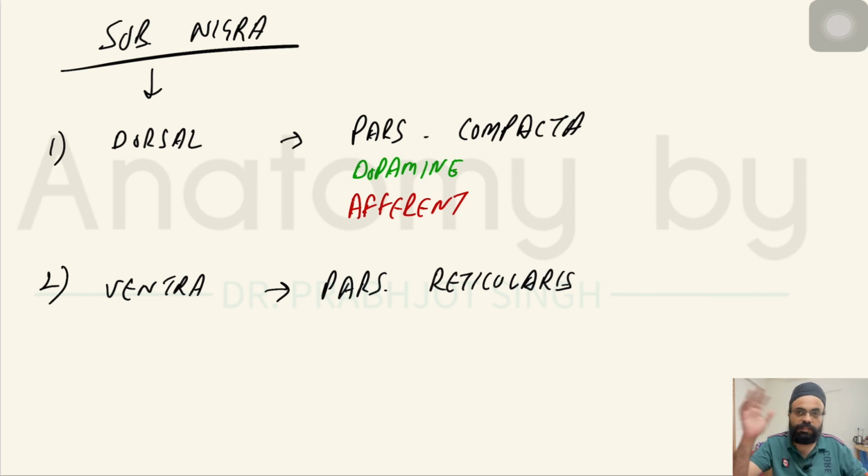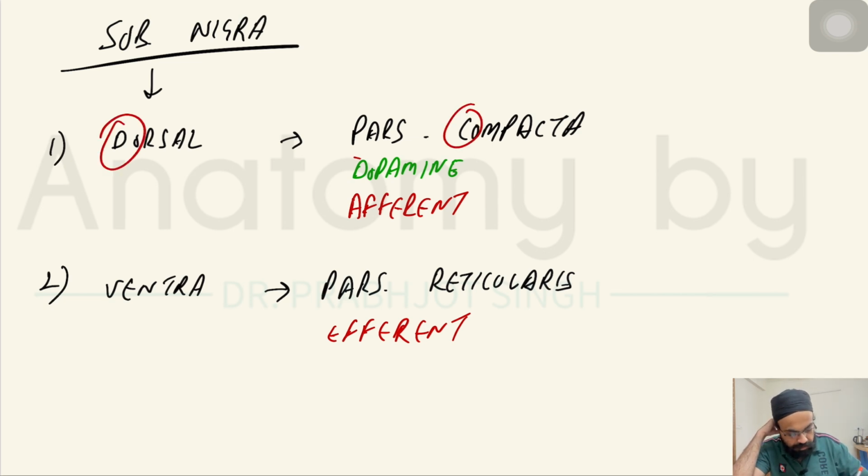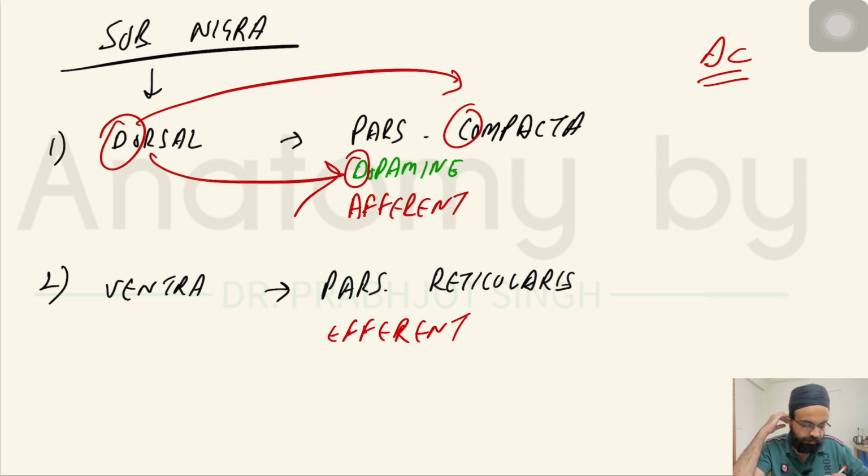Pars densa or some other names, I don't remember exactly. You can skip that one. And this is efferent. That is about the substantia nigra. You can remember it like DCD. DC motor you read in physics, right? So it is DC, and in D there is D for dopamine, okay, and it is afferent.